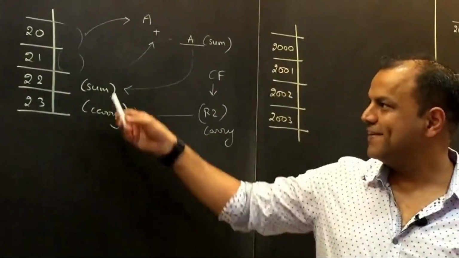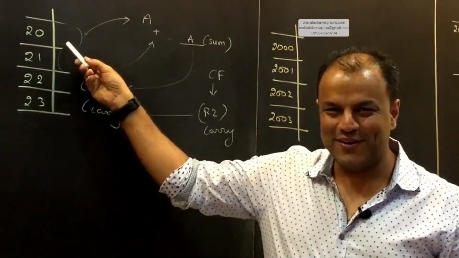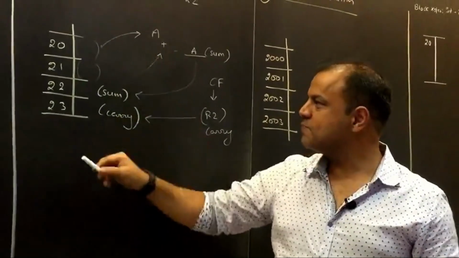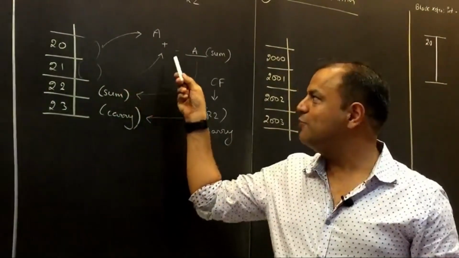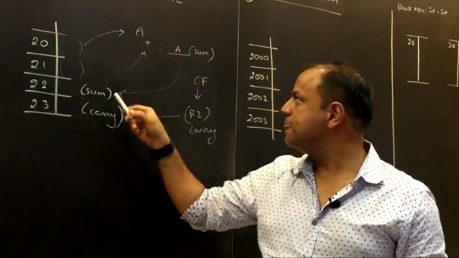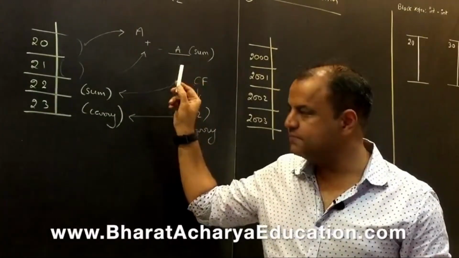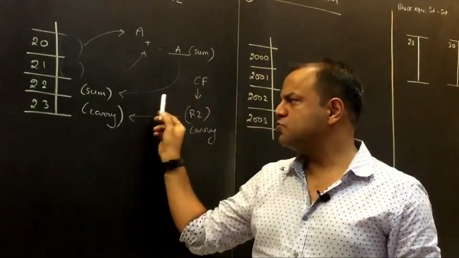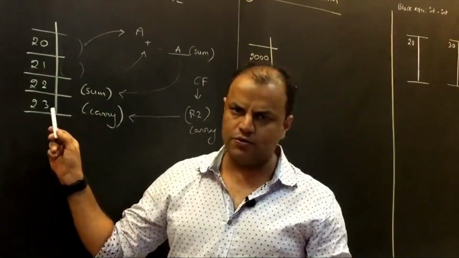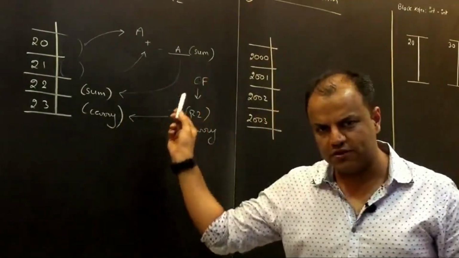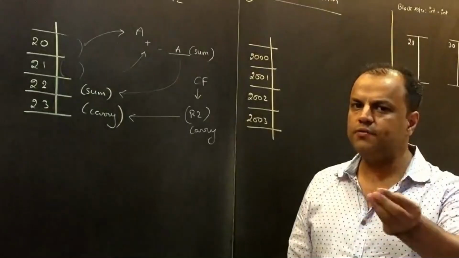I have the patience. Take the data of location 20 into A. Add the data of 21 directly to A. Answer will come in A. That is the sum. Store the sum at 22. You can do this step later also, doesn't matter. Let's follow one sequence now. Store the sum at 22. Now you need to handle the carry.